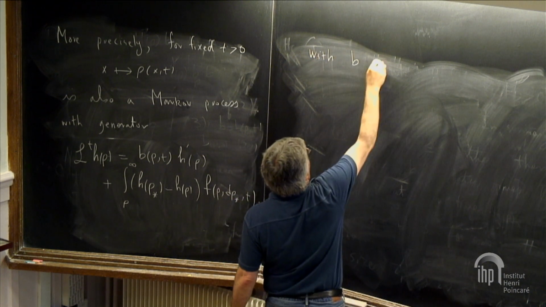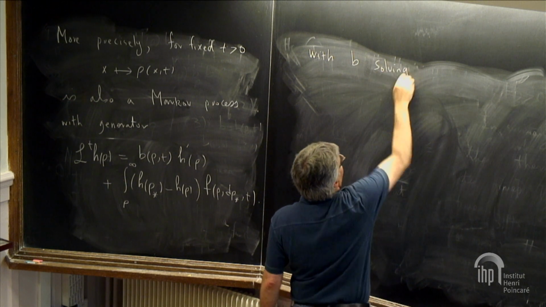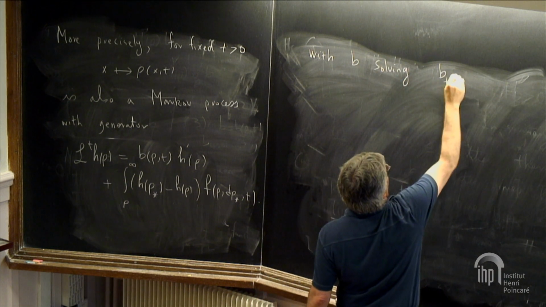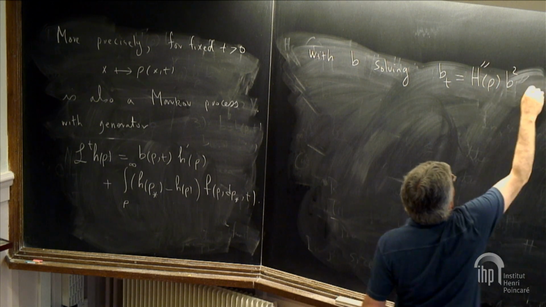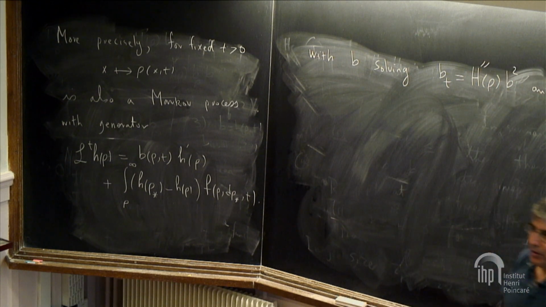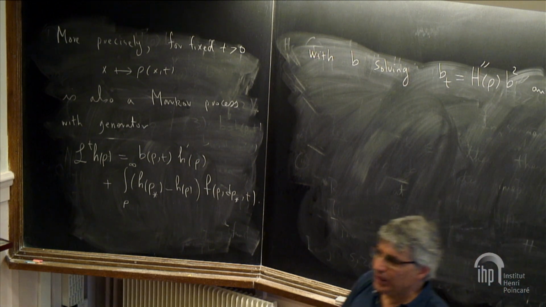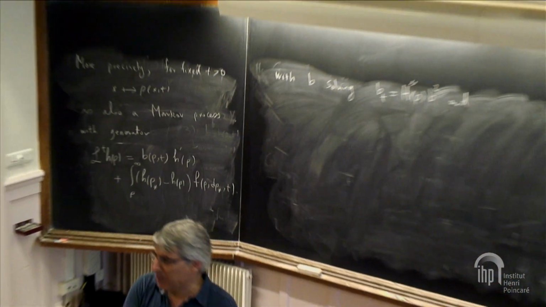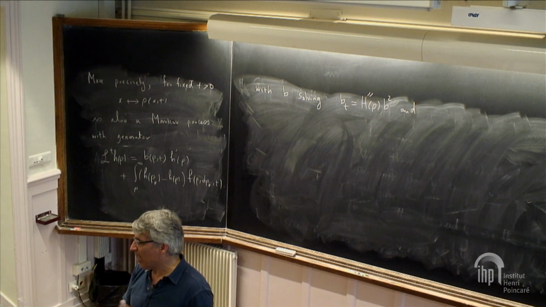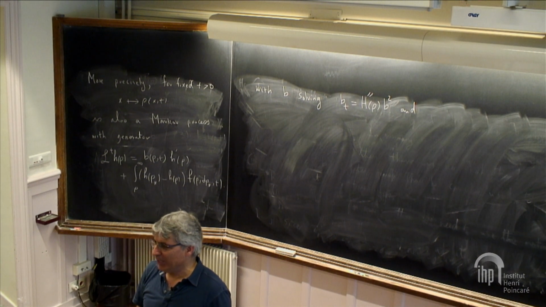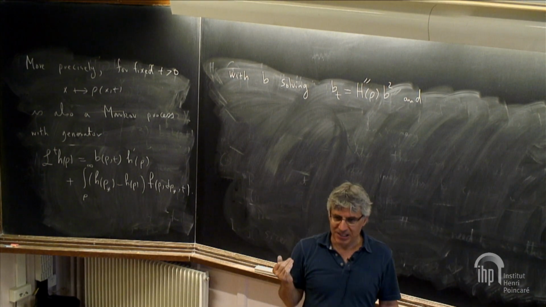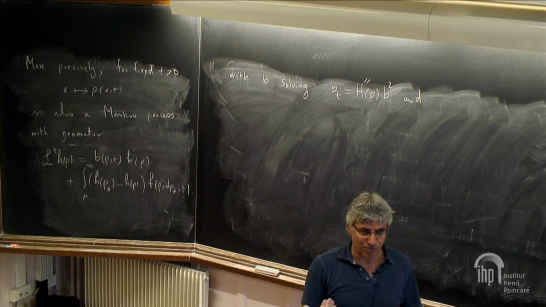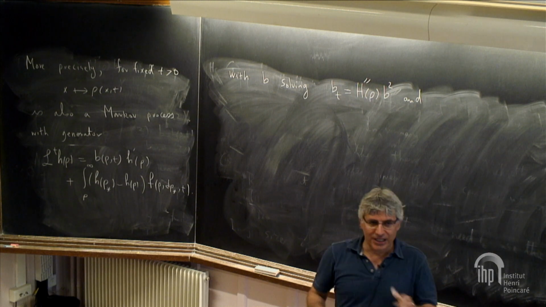With B solving B_t equals the second derivative of rho times b squared, and F satisfies some ODE. So this would be an ODE in space of kernels. And it takes time to write down what that evolution is. But for one thing, this has the same flavor as a Smoluchowski equation, as I mentioned before. So it would be some kind of kinetic equation.